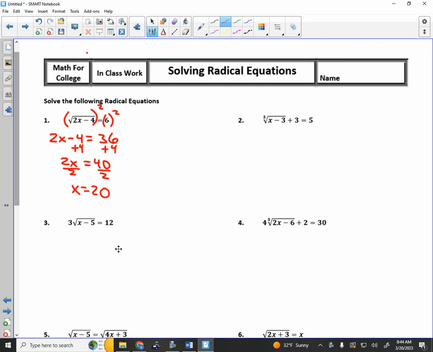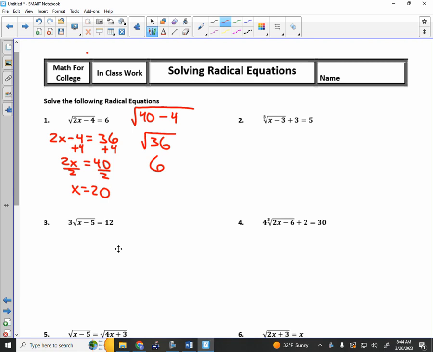What could I do to check my answer? You can plug it back in. And watch what happens when I plug it back in. I get the square root of, what is 2 times 20? 40 minus 4. So I get the square root of 36. And when we take the square root of a number like that, we just take the positive, okay? So we have positive 6. So it looks like I got the correct answer, didn't I?